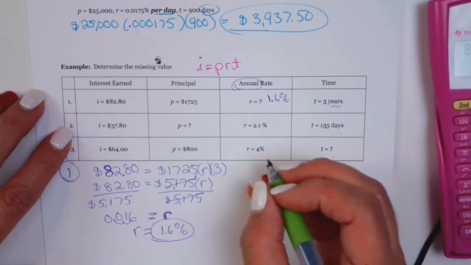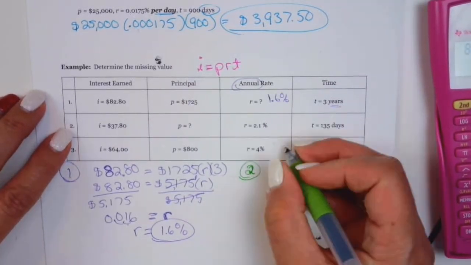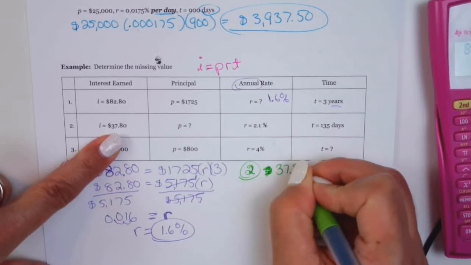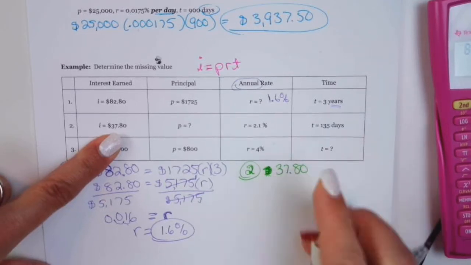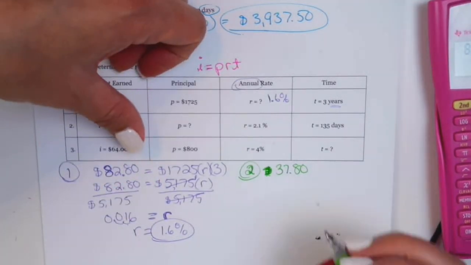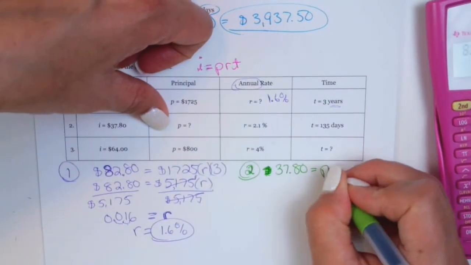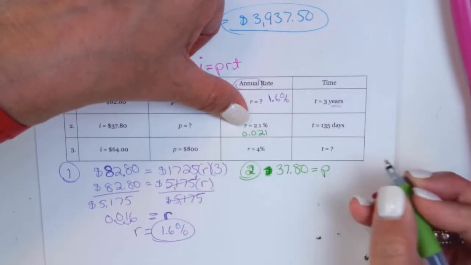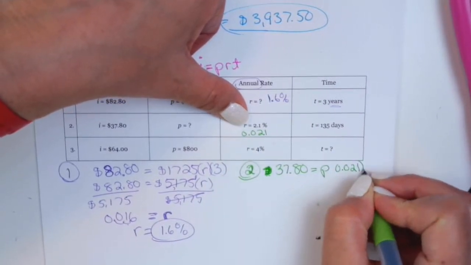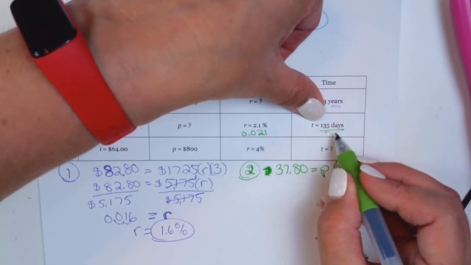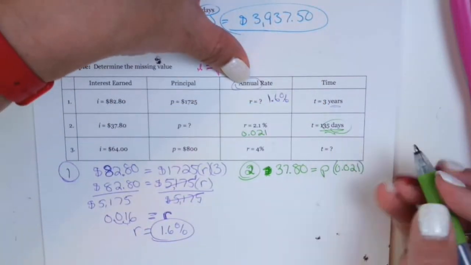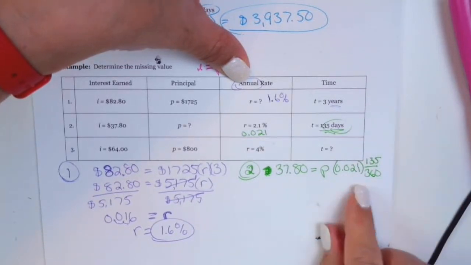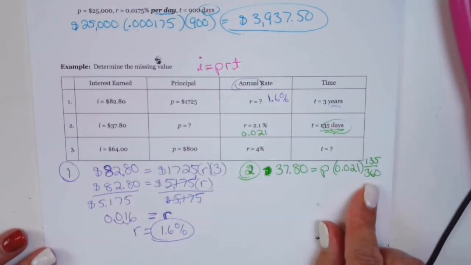Okay, let's look at number 2. Our interest here is $37.80. I'm going to leave those dollar signs off. It'll just leave one thing less here. P, we don't know what that is. R is 2.1%, which is 0.021. So 0.021 times 135 days. Now notice it's days, so we need to convert it to a year. 135 divided by 360. Again, the banker's rule, 360.